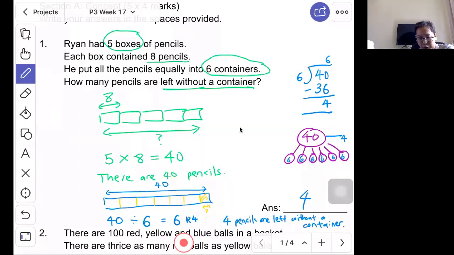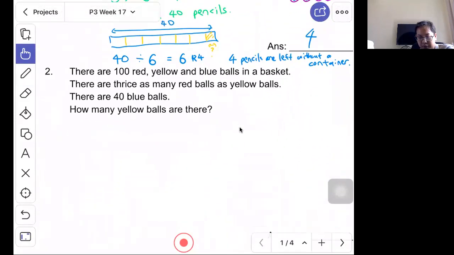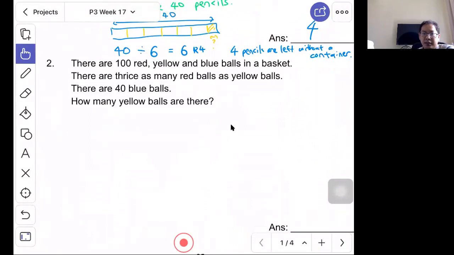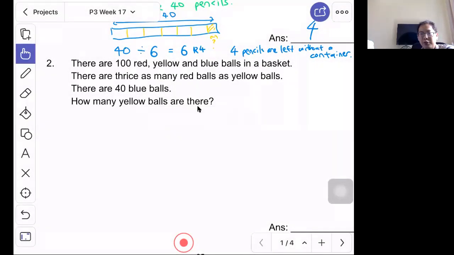Let's go to question 2. There are 100 red, yellow, and blue balls in a basket. There are thrice as many red balls as yellow balls. There are 40 blue balls. How many yellow balls are there? So Mr. Tan gives you 3 minutes to do this question.